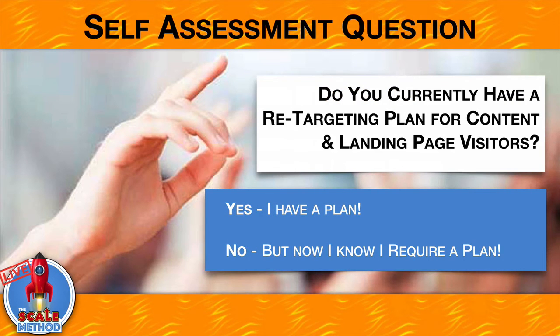Do you currently have a retargeting plan for content and landing page visitors? Just say yes, you have a plan, or no, but now you know you've got to have a plan. And again, we can help you with that on the live scale method training when you click on the left-hand side of that logo down there at the bottom. It's really all about having a plan and then figuring out the metrics, right?